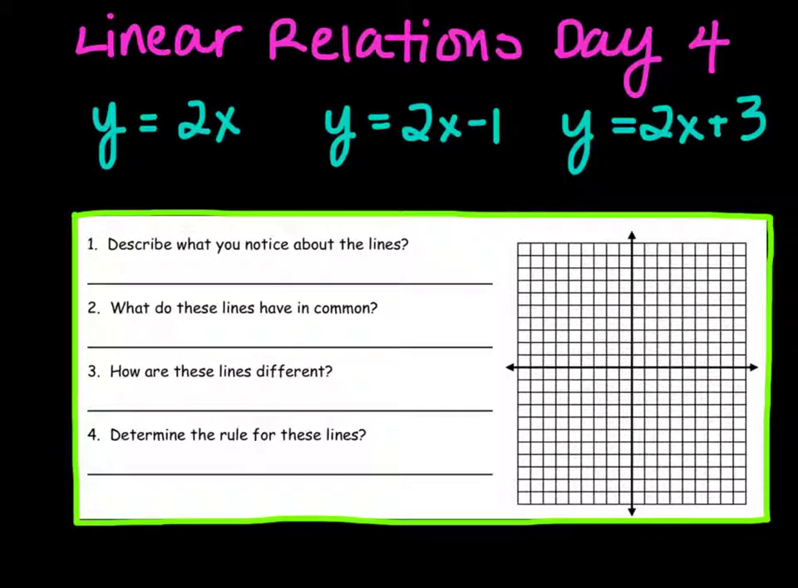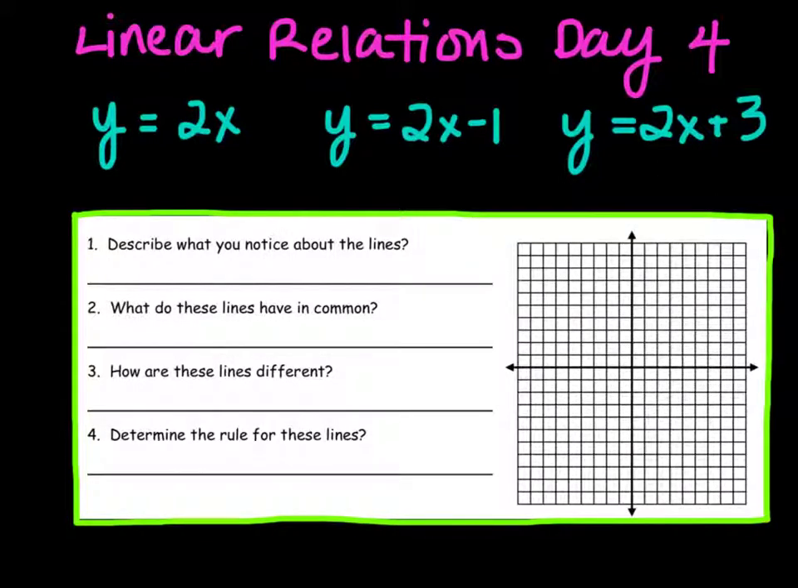So we're going to start this lesson by looking at three different equations. We have y equals 2x, y equals 2x minus 1, and y equals 2x plus 3. So notice just by looking at these equations that the rate in each of these, the number in front of x, or the coefficient to x, is the same. They're all 2x.